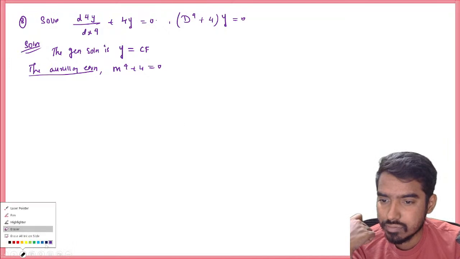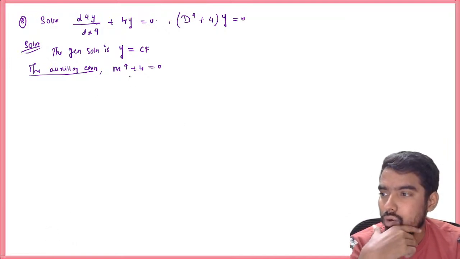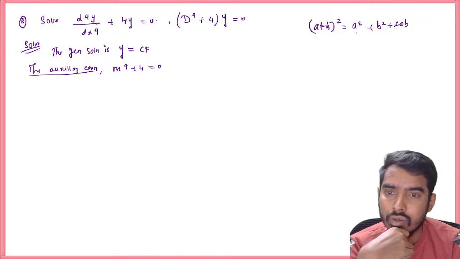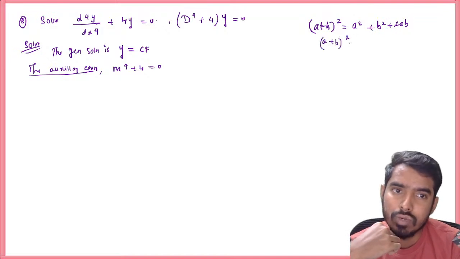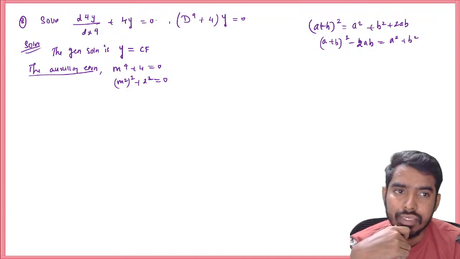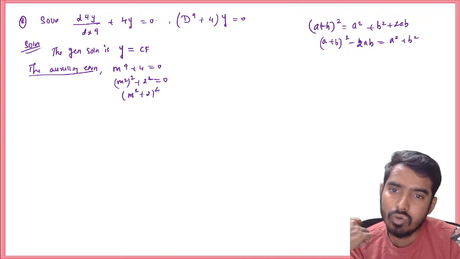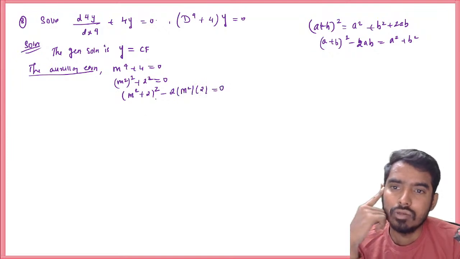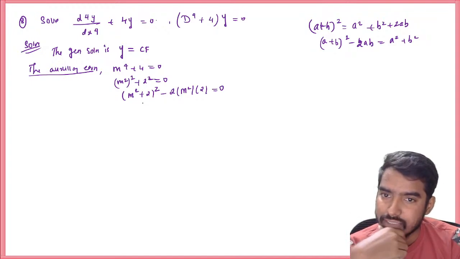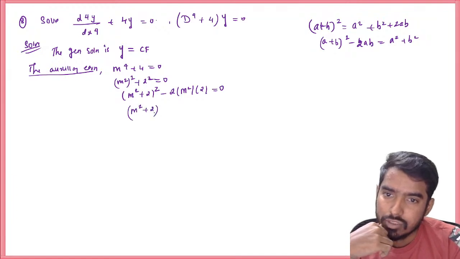Okay, so what we'll do is, for m power 4, we know a plus b whole square is a square plus b square plus 2ab, right? So a plus b whole square minus 2 times ab is a square plus b square. So we will write this as m square whole square plus 2 square minus 2 times ab, which is m square plus 2 whole square.